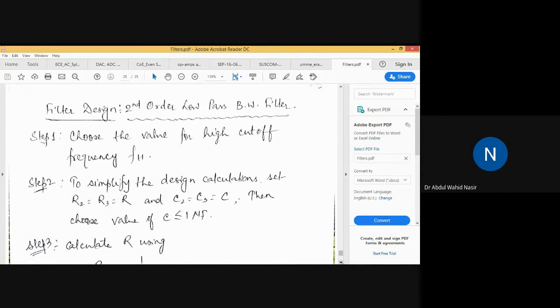Any doubt in this derivation of the output for the low pass second order Butterworth filter? You can ask me now, either using audio or chat. Any doubt?